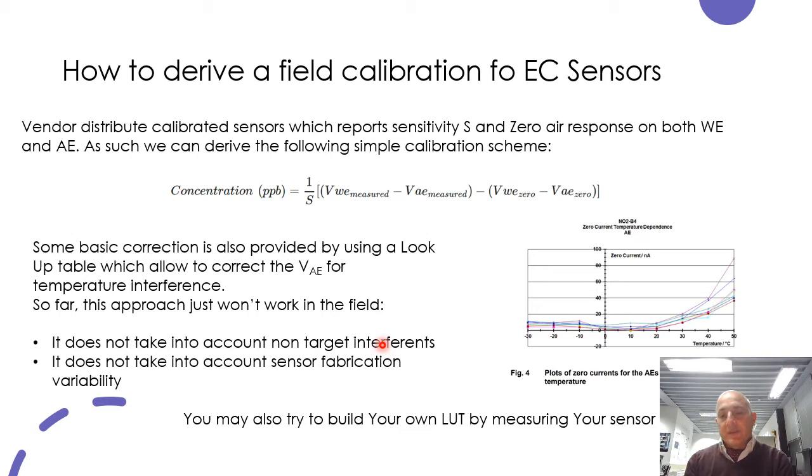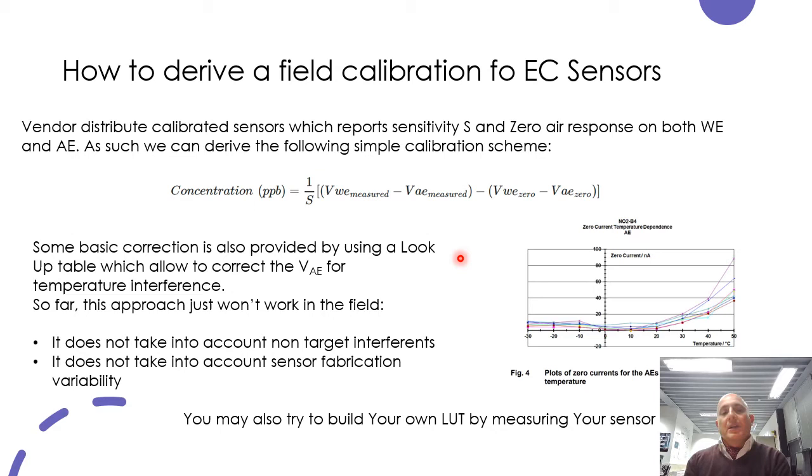So far, this approach just won't work well in the field. We have in the literature several pieces of evidence in which this approach is not the best performing approach. So we will need further correction for sure, because factors like fabrication variance will basically hinder this kind of approach. Of course, it does not take into account other non-target interferences, like for example the ozone response to NO2.